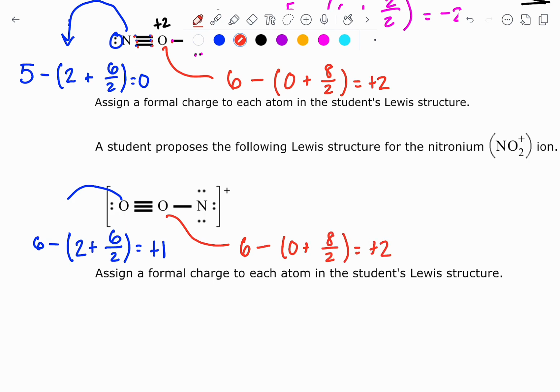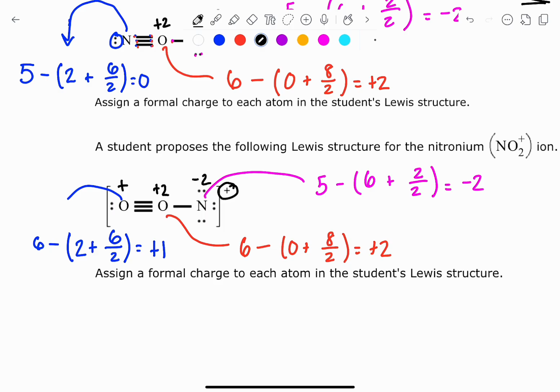So we get a plus 2 again. And now this final nitrogen, 5 valence electrons, and let's see, 6 in lone pairs, 2 that are in bonds divided by 2, for a formal charge of minus 2. So we have this oxygen has a plus 1, the middle oxygen has a plus 2, and the nitrogen has a minus 2. So minus 2 plus 2 plus 1, that ends up with a charge of plus 1. So that's how we're going to show our formal charges there.